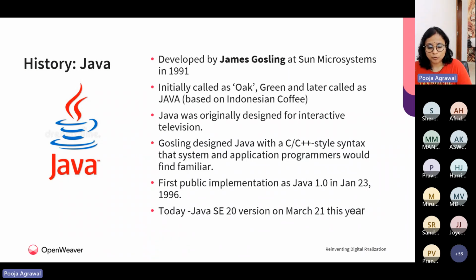And when you say that you want to be an application programmer, you need to be familiar with the syntax as well as the basic programs that should be worked around in Java. So the first public implementation of Java was Java's 1.0 version that came in January 23, 1996. And today, as of March 21st, we have the Java SE 20 version. So most of your systems usually come set up with Java.